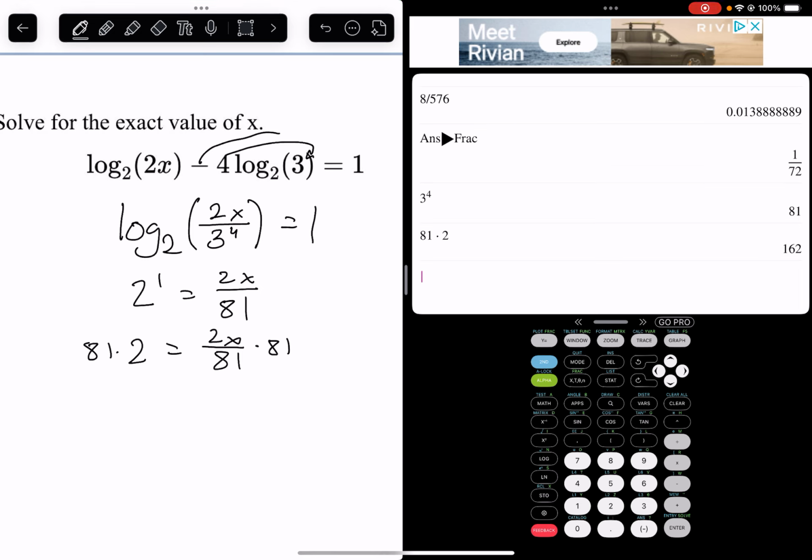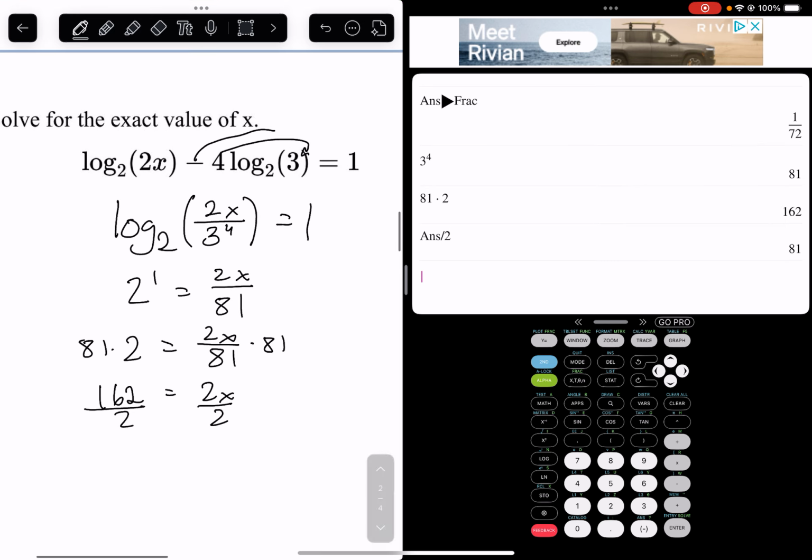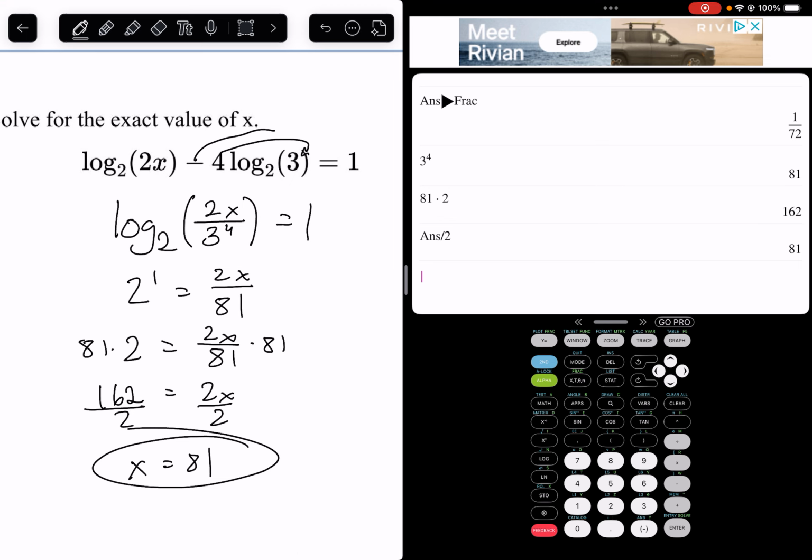We get 162. Then we divide by 2, and we get that x is equal to 81. And of course, we can go ahead and check, does that give us a good solution here? Yep. So that is our answer.